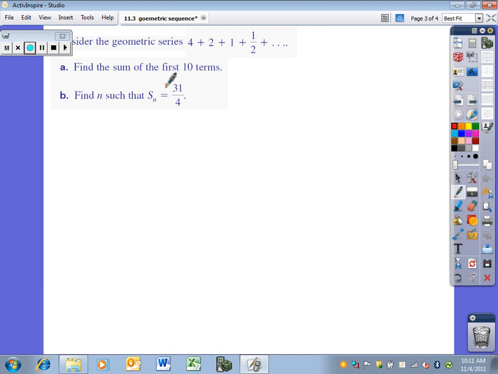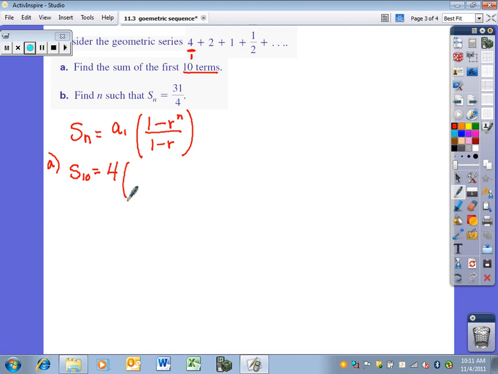And they are telling us to add up the first 10 terms. So the sum of the terms is a sub 1 times the quantity 1 minus r to the n over 1 minus r. So when we do A, the sum of 10 terms should equal the first term, which is 4, times 1 minus r. R is my ratio, so let's check what happens from term to term.